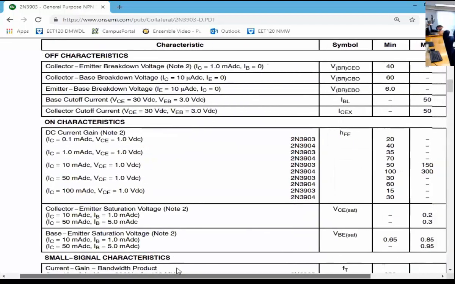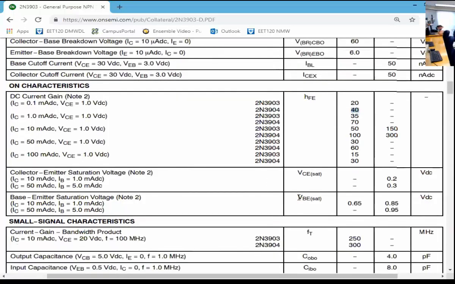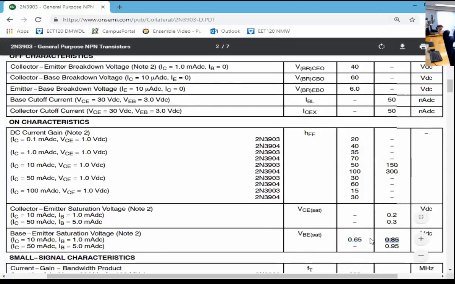And the beta DC, as I mentioned, in the data sheets, beta DC is referred to as the HFE value. So for the 2N3904, for the values they tested, the minimum beta DC is around 40. The maximum it can go is 100, 150, 200, depending on how we use it. And look at the VBE. Remember VBE, we need to hit 0.7. So these are the ranges of what the voltage will look like under testing conditions.